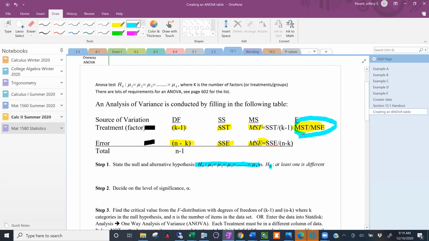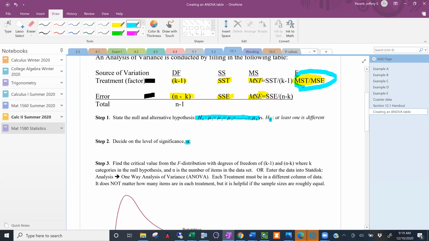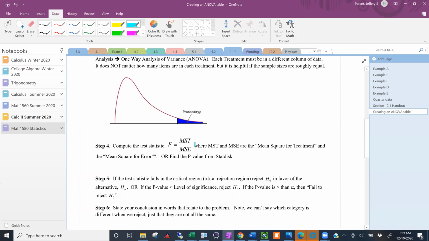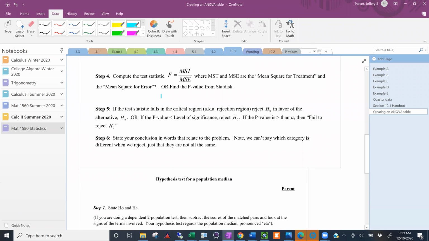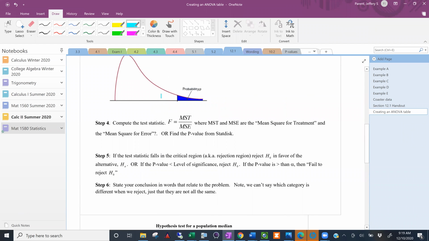Now, how do we determine that? How do we determine if it's large? Well, with our significance level alpha, if the p-value is less than alpha, then you're going to reject. If the p-value is greater than alpha, you'll fail to reject. Just that simple. The rest of it is just like our usual hypothesis test.